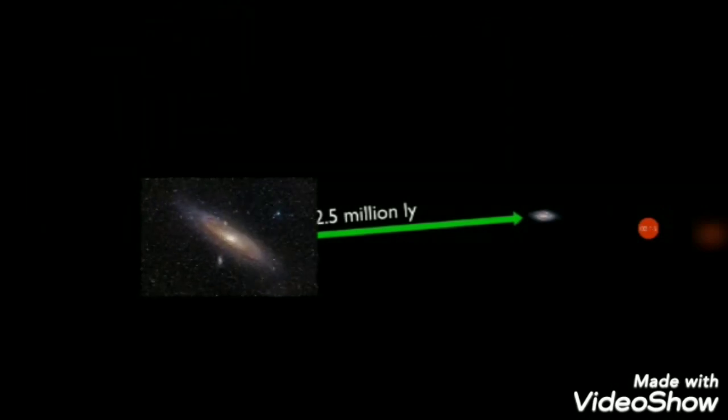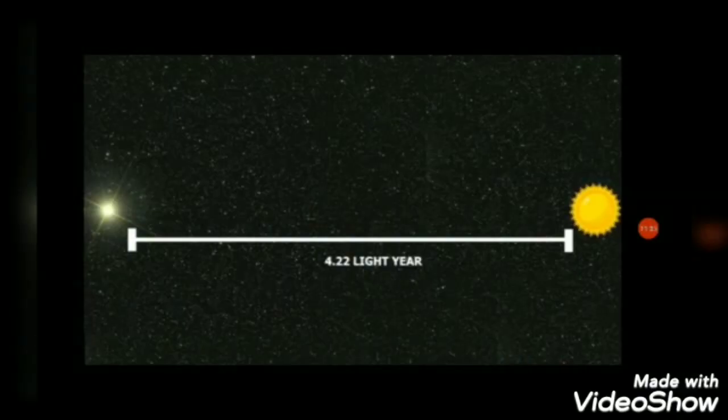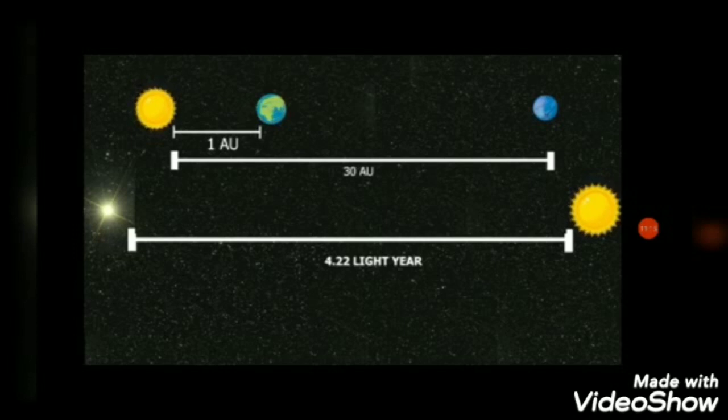This is the picture of our Milky Way Galaxy. Its center is called the Galactic Center. Our solar system, or the Sun, is about 25,000 light years from the Galactic Center. So you can see that using light years, distance between stars can be represented easily, and using astronomical units, distance between planets can be represented easily.